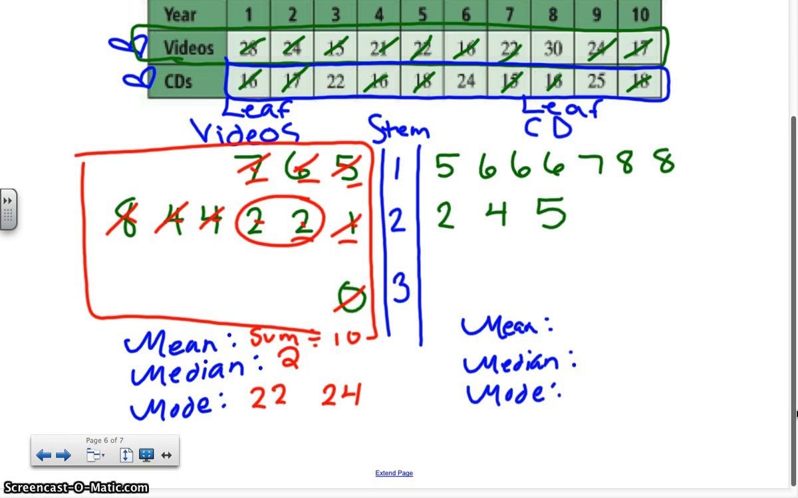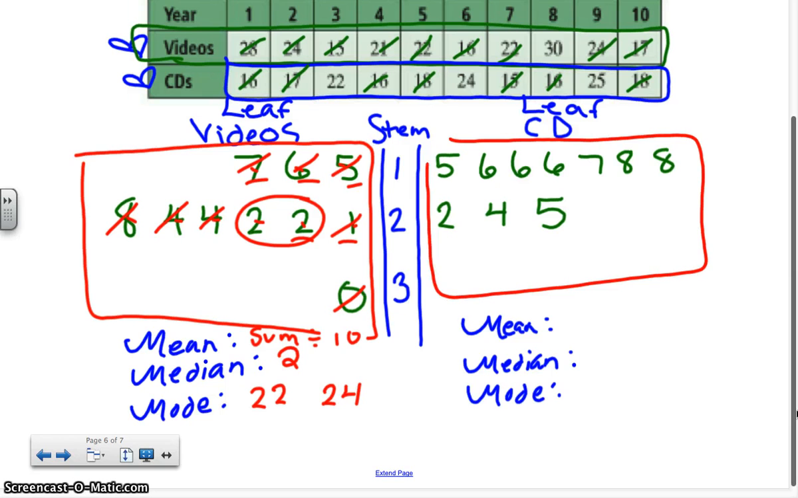Okay, my mean for my CDs. Again, I would add all the numbers up. This would be 15 and 16 and 16 and 16. So I would add them all up, my sum, divided by how many I have. 1, 2, 3, 4, 5, 6, 7, 8, 9, and 10. My median, taking away my largest and smallest value. And it looks like my median would be 7.5. In my mode, it looks like by far on the CD side, my mode is 16.